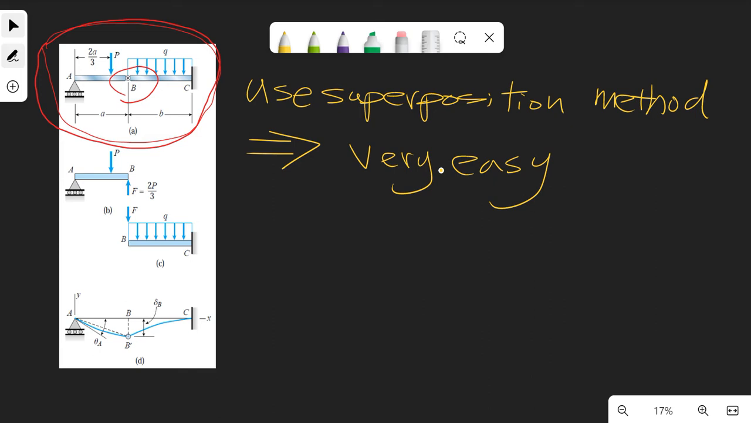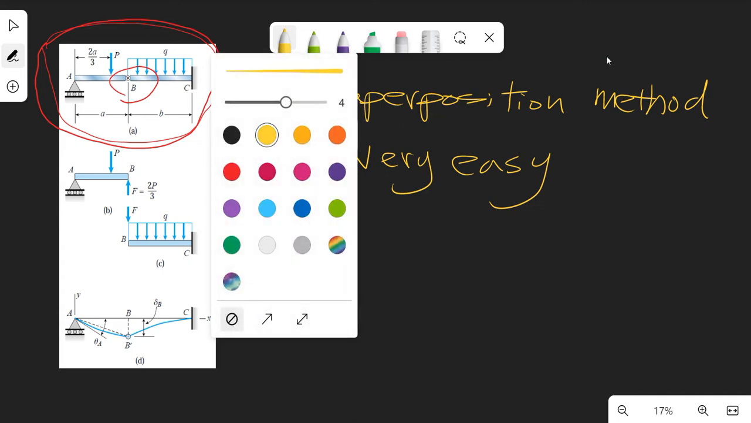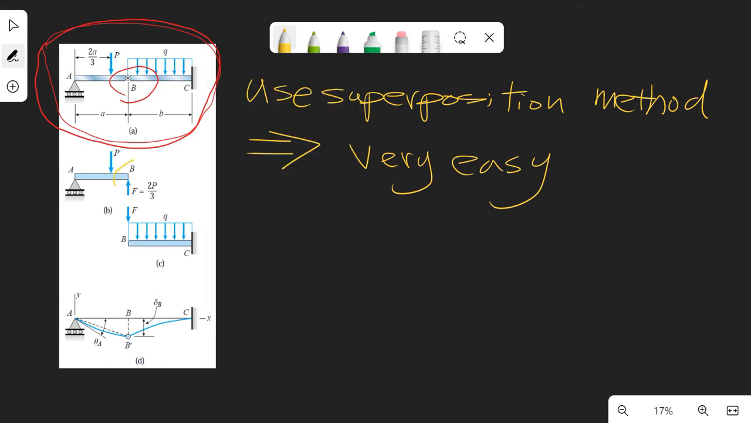This is a kind of complicated beam and very difficult to solve. But when you use a superposition method, it will become very easy, and I will tell you how. The first step, you need to calculate the reaction force.